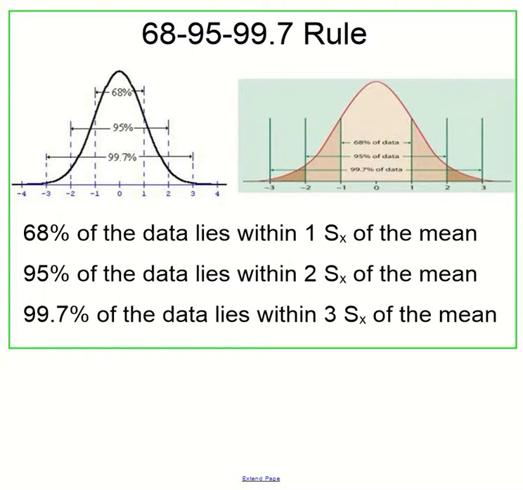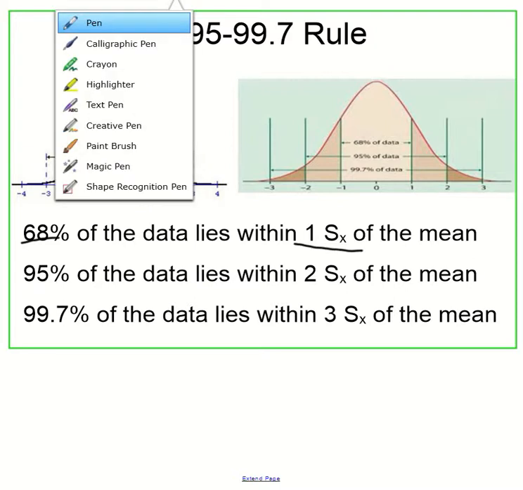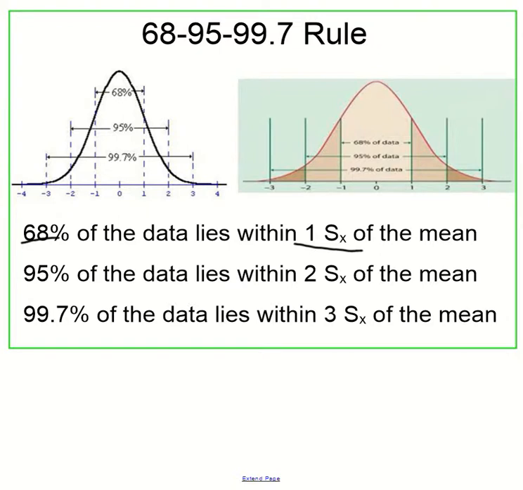And so the 68, 95, 99.7 rule, these are percentages. All right, 68% of the data in a normal distribution lives within one standard deviation of the mean. So 68% of our data is going to be right in here, one standard deviation away. And so then 95% of our data is going to lie within 2 standard deviations of the mean.